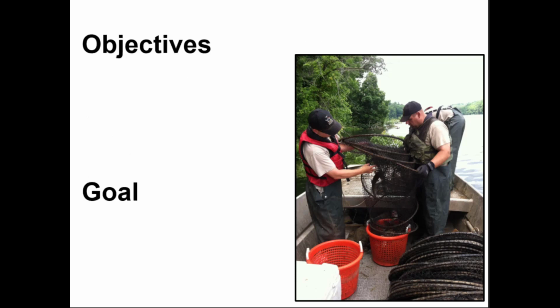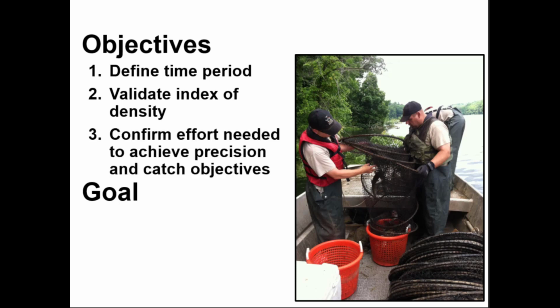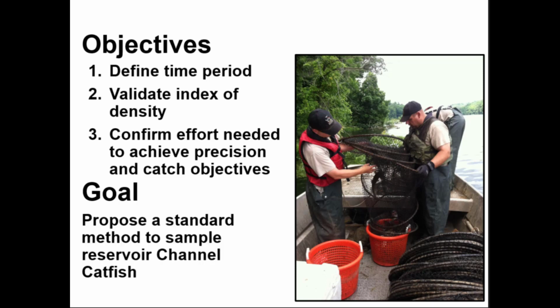So the objectives here of our analysis were to define a standard time period of sampling with tandem baited hoop nets, validate catch per unit effort as an index of density with this gear, and confirm the amount of effort that's required to meet precision and catch goals. The goal of this is to propose a standard method for sampling reservoir channel catfish populations.